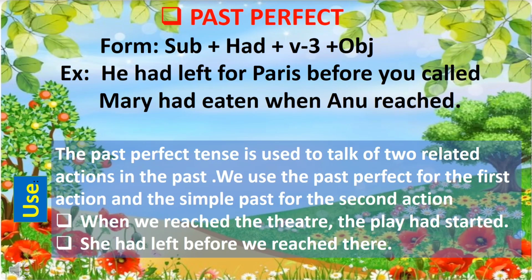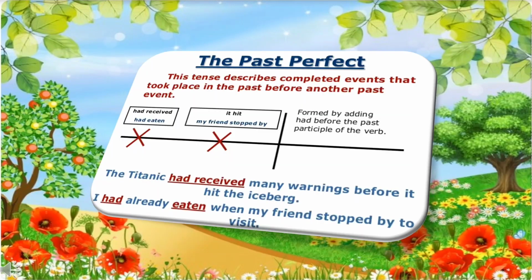When we reached the theatre, the play had started. Here the starting of the play is the first action. That is why we have used the past perfect tense. The play had started. And we reached the theatre, that is the second action. That is why we have used the simple past tense there. Similarly, she had left before we reached there. And here comes the timeline for past perfect tense. As we have seen, this tense describes completed events that took place in the past before another past event.